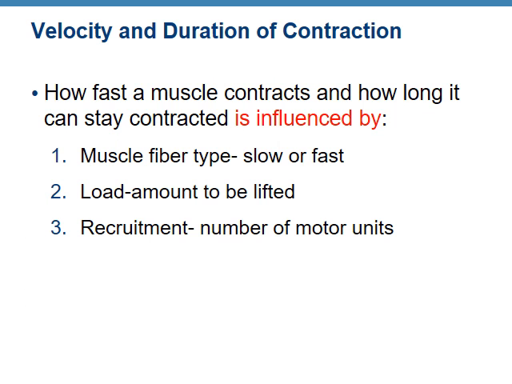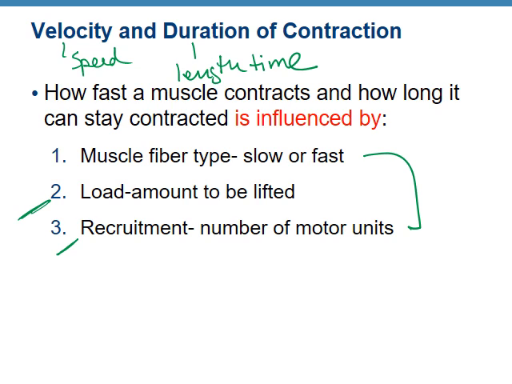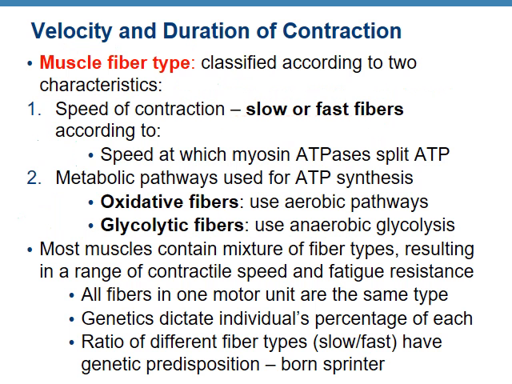Velocity and duration of contraction. So velocity is speed and duration is length of time. How fast a muscle contracts and how long it can stay contracted is influenced by these 3 factors. We've already seen recruitment and we've already talked about load, so we're going to learn something new about muscle fiber type. There are different muscle fiber types, and they're categorized by 2 different characteristics. I'm going to let you read over this, and I'm going to go to the figure to explain it.